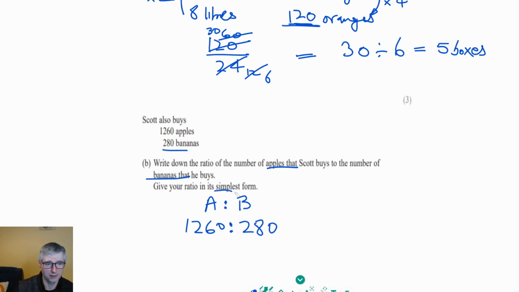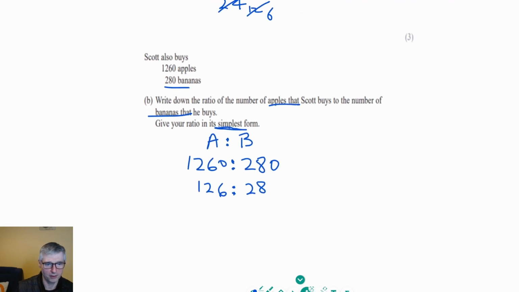So we need to try and cancel that down. What we can do is just simply divide both sides of this ratio by the same number until it won't divide any further. So the first thing I might do, because they're both ending in 0, is let's divide by 10 just to make the numbers easier. So I'm going to get 126 to 28 in the ratio. So I've divided both sides there, as we can see, by 10.